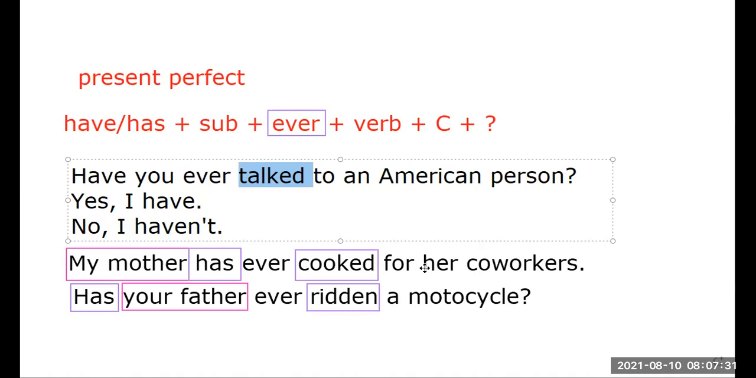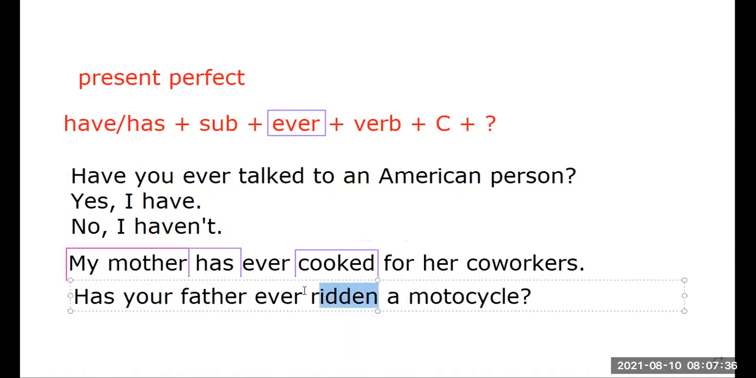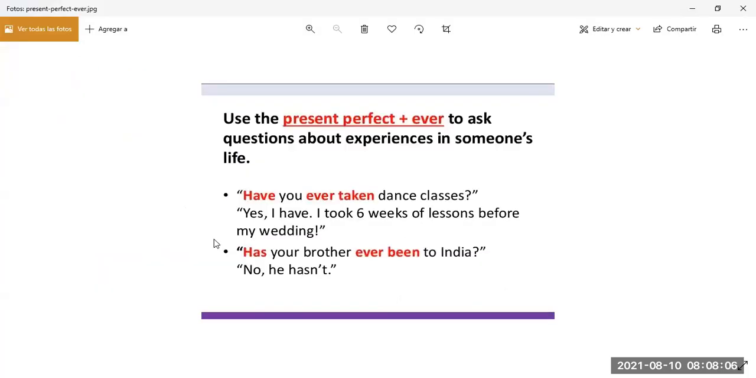Because if I say, has your father ever rode? Here I am not saying rode, and also this is incorrect. Okay, ridden. Okay, very good. So remember, ever means alguna vez, and it is used in affirmative and also in question forms, okay? Now, this is about ever.